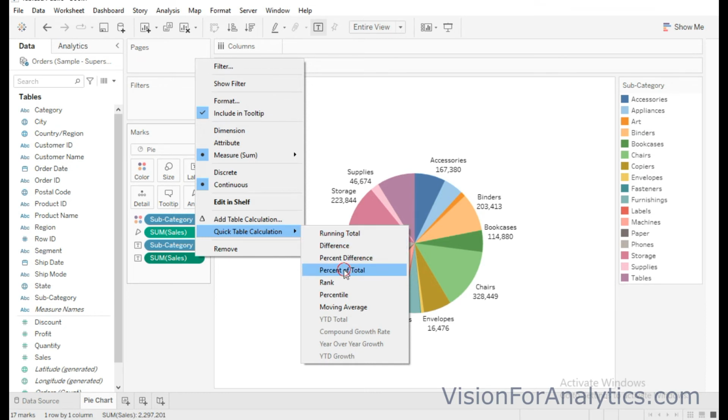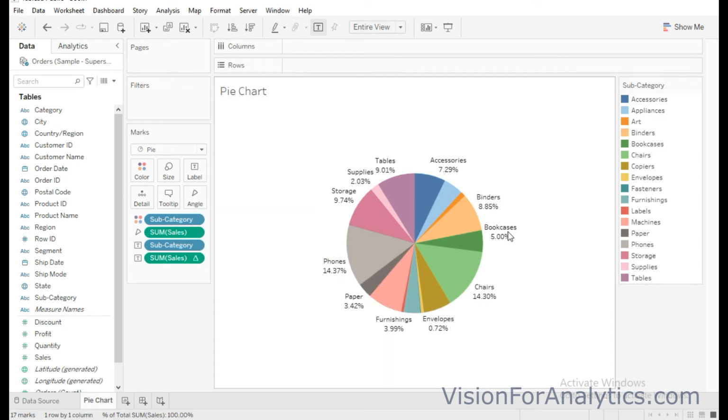percent of total. So what we can observe from this pie chart is the whole percentage of this pie chart is 100%, and the sales percentage of this subcategory bookcases is 5%, and the sales percentage of this subcategory binders is 8.85%, and so on. So the angle of this pie chart determines the measure value, and the different colors assigned to this pie chart is to represent members in a dimension.